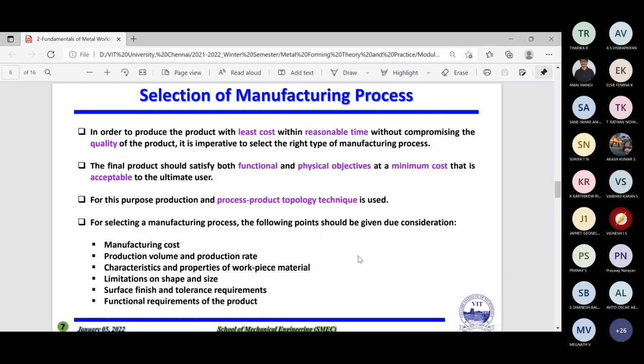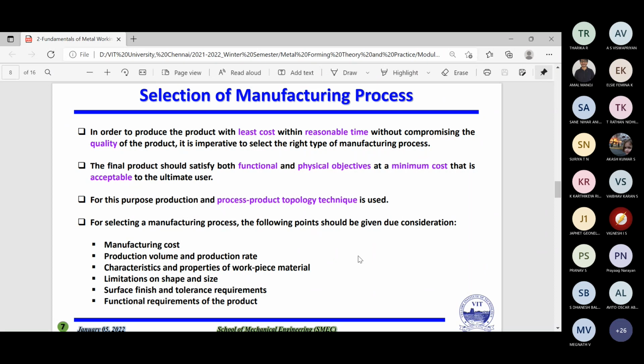So next we have the selection of manufacturing process. Whenever you are talking about any manufacturing process, the same question some students also asked me in composite materials, I remember. Whenever you have many processes, whatever I told in the previous slide, many processes are there. But how will you select which is the best process for you? So you have to think about it.